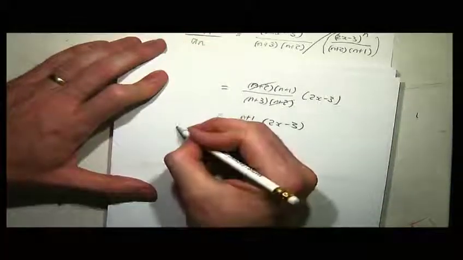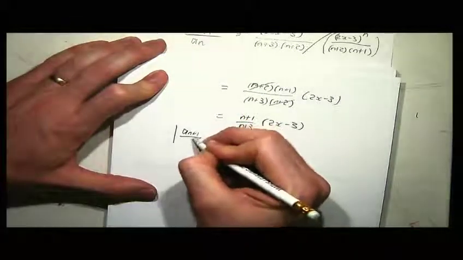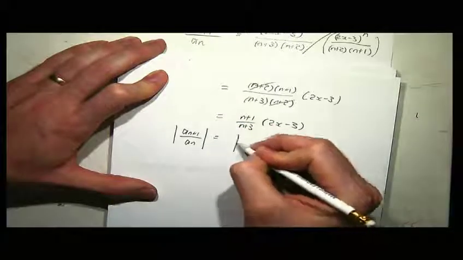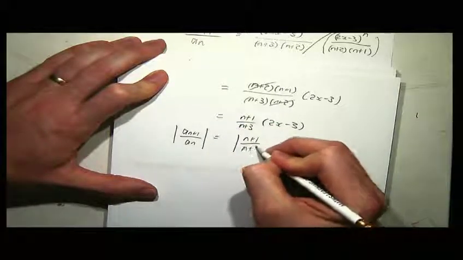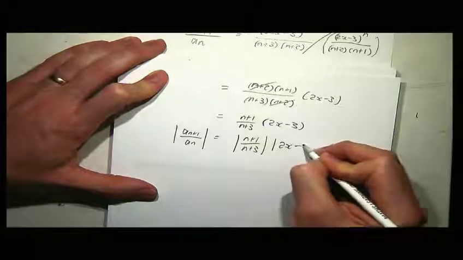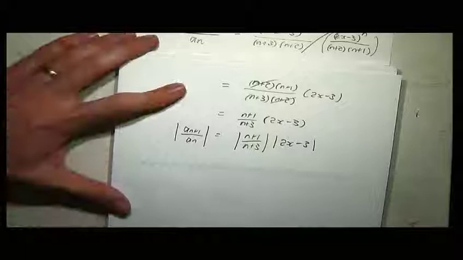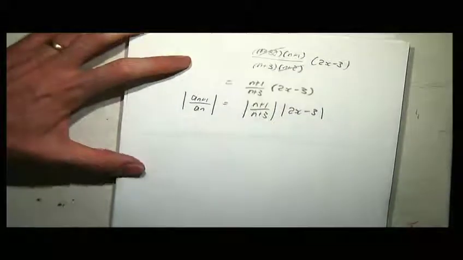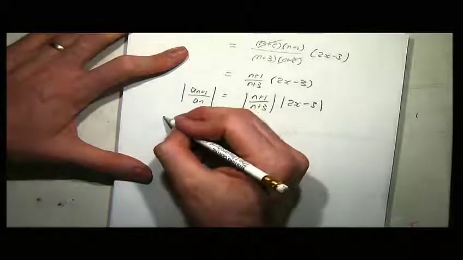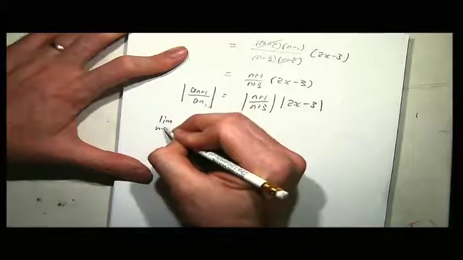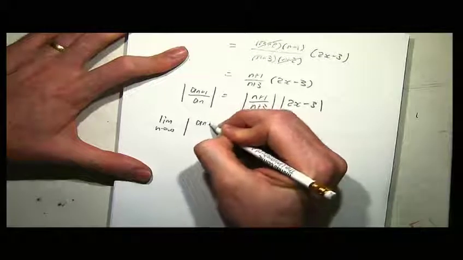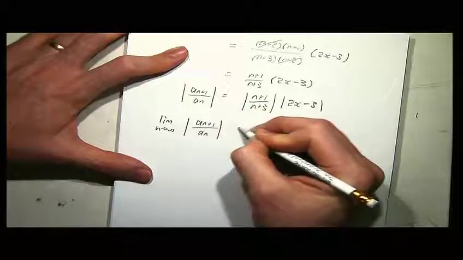So when I do my absolute value, you get that. And then I need to do the limit as n goes to infinity. So I did do the other version of it where I actually just write the limit in. You can do it with an arrow, but you can also do it this way.